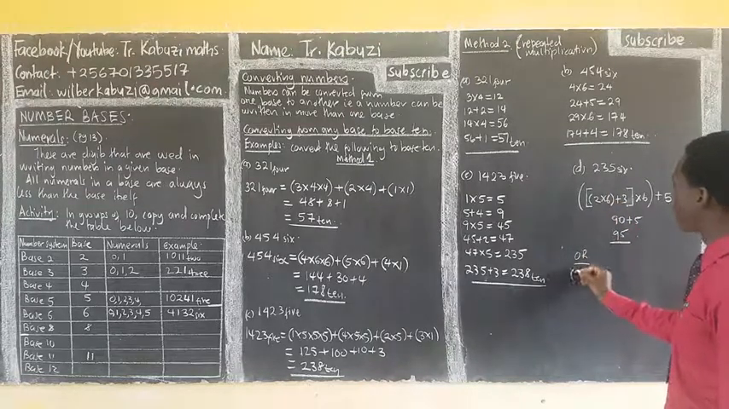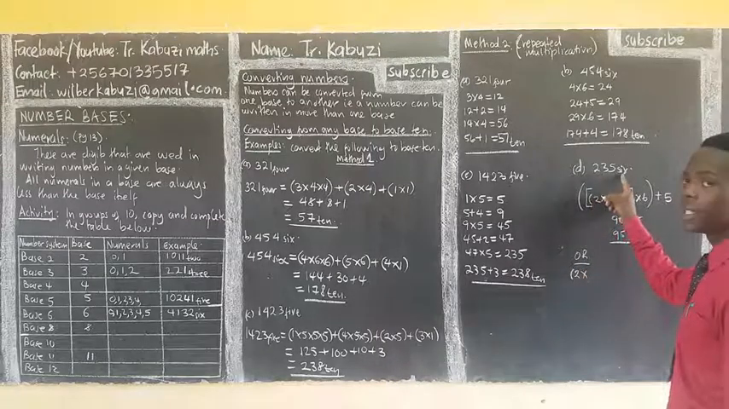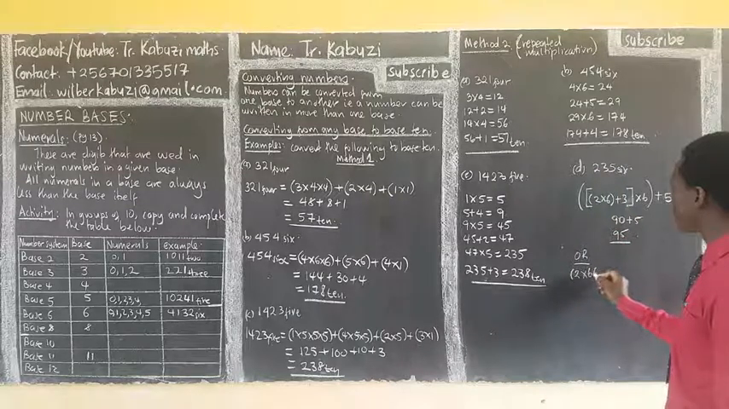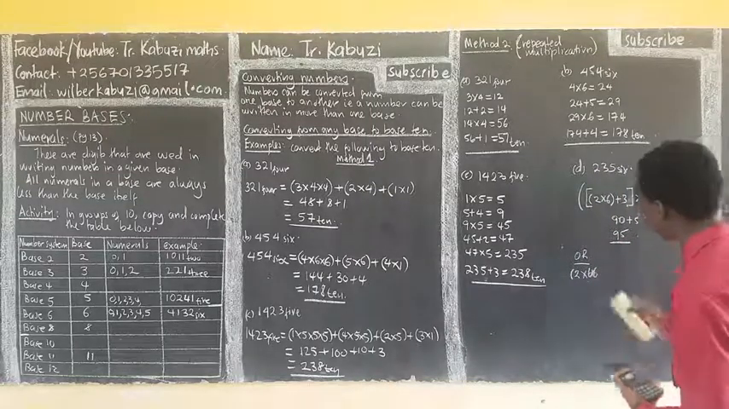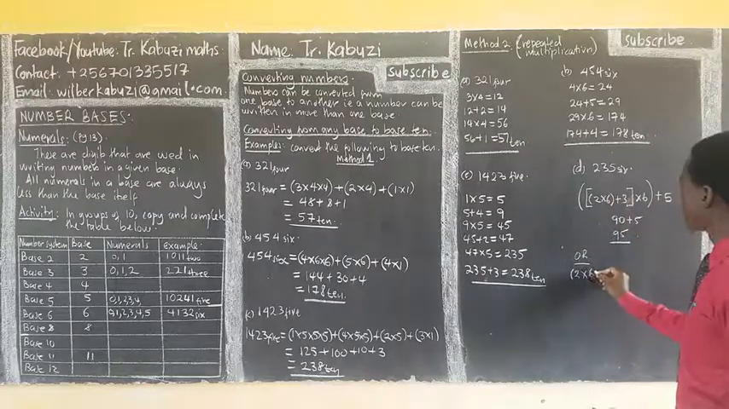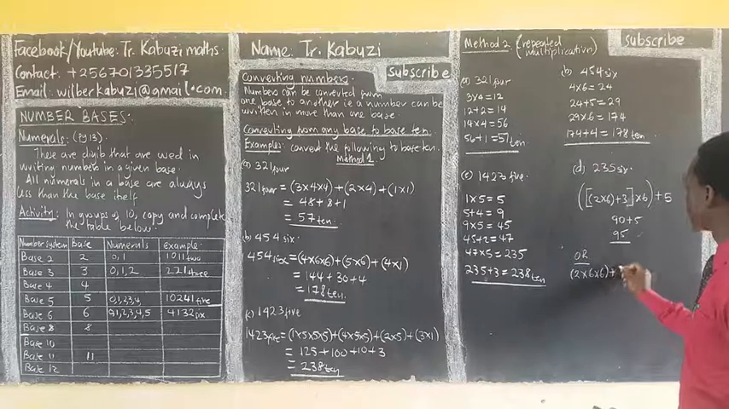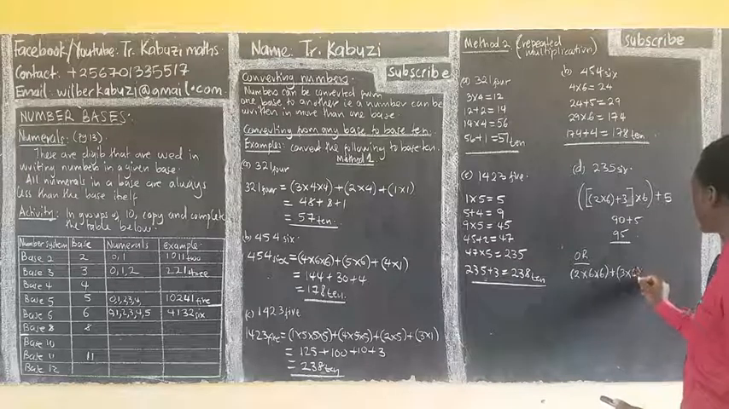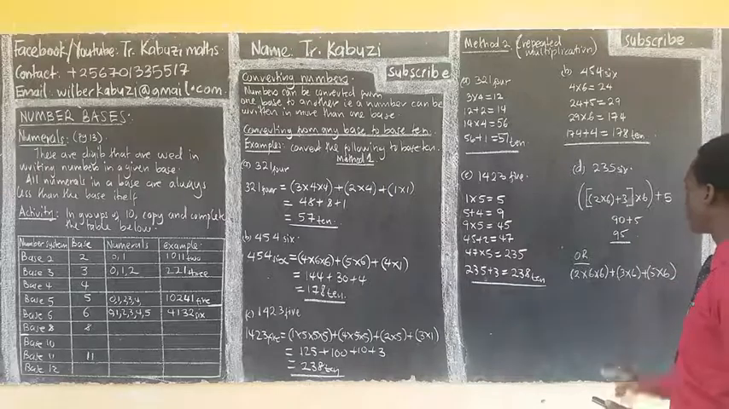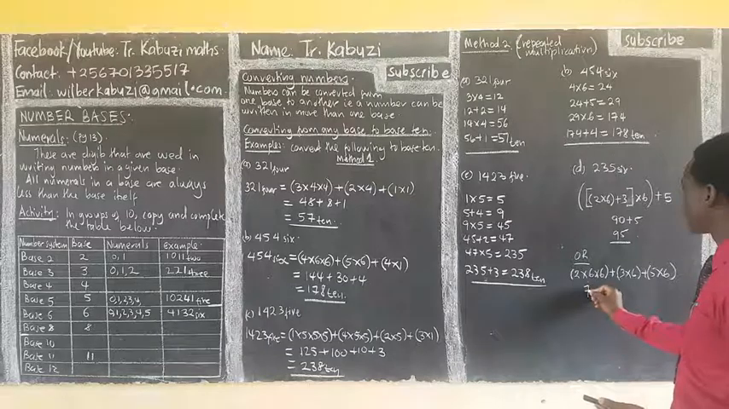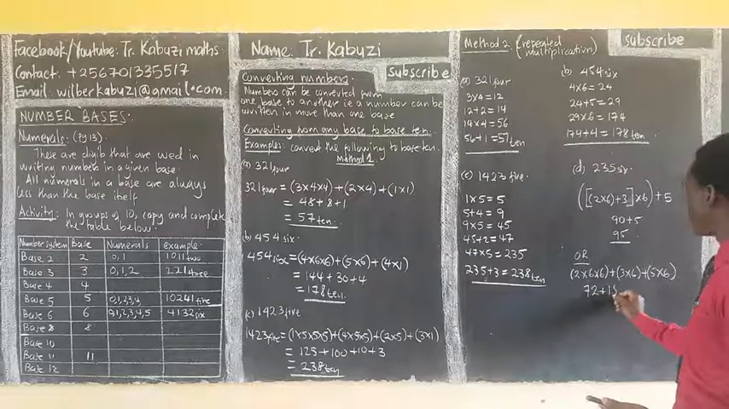Or you can use our other method. Or you can say 2 times, because this is in 6's, so this is going to be 6 times 6. Then plus, here we have 3, but it's in 6's, so you multiply 6 once. Then plus 5 times 6. Then the answer we shall get here: 36 times 2, which will give us 72, plus 18.